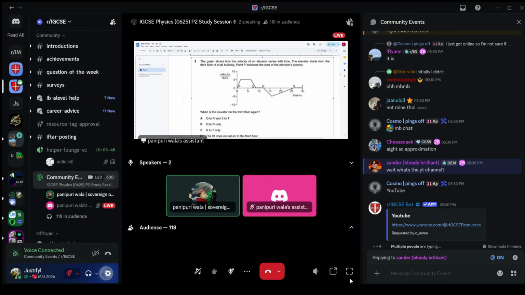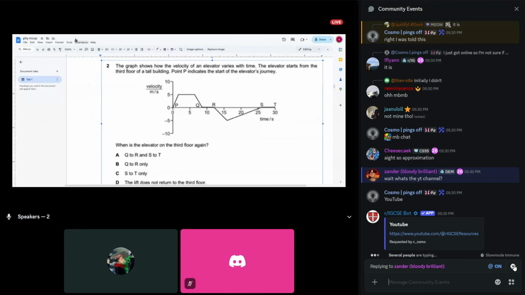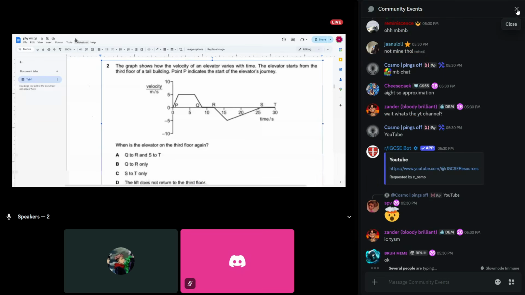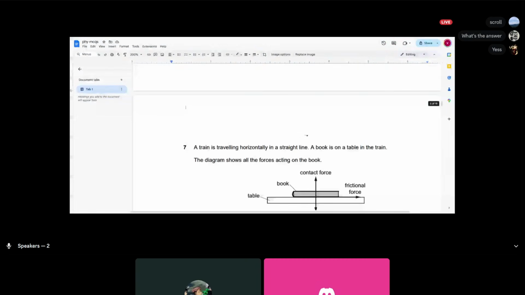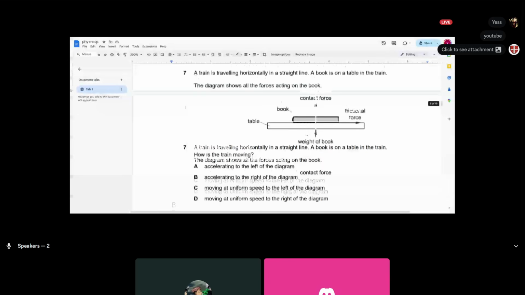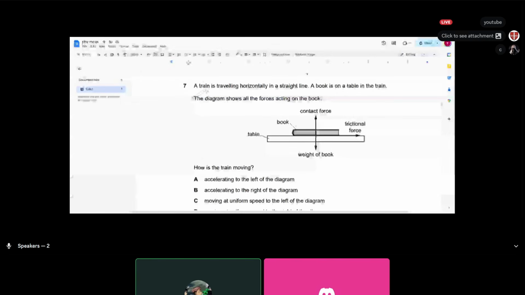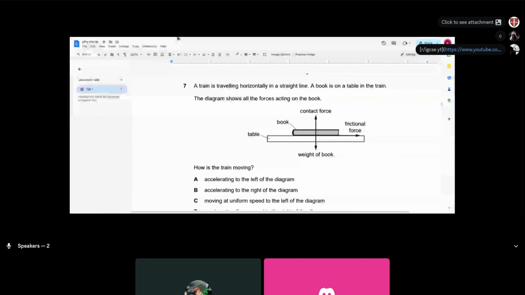All right, I'm going to scroll down if everybody's understood. All right. The train is traveling horizontally in a straight line. No, this is not C. Yeah, it's B. Yes, it's a goofy question. Look, one thing that we need to know is friction is pulling the book to the right.